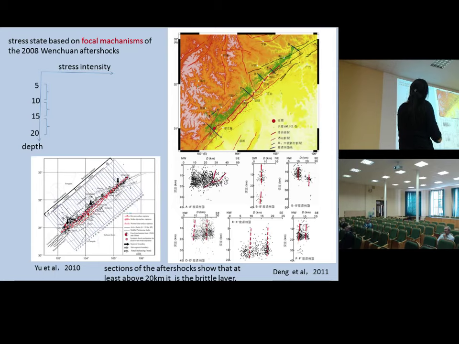But this is aftershock focal mechanisms like this. It contains more than 1,000 data. From the distribution of the depths, we can see that above 20 kilometers it is a frictional layer. So I divided the data into several groups, from 5 to 10 kilometers, 10 to 15, three groups, and reconstructed their stress state using these three groups.